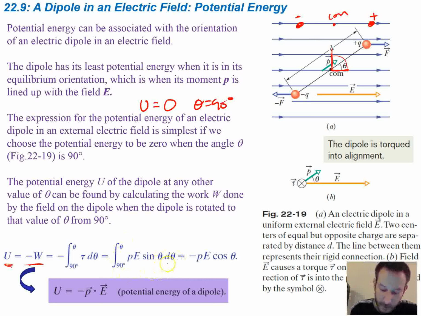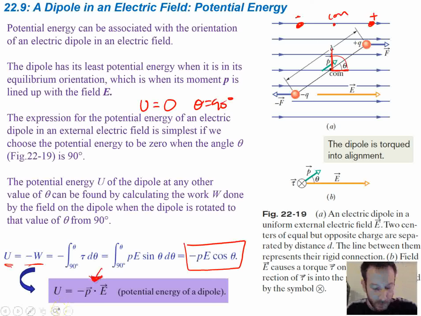So taking the integral of sine theta, you're going to get cosine theta. So your end result is negative p, which is the dipole moment, times the electric field, times cosine of theta. Right, so this is our potential energy, and that's shown down here. It's actually a dot product, since it's cosine. So U, which is our potential energy, is equal to the opposite of our dipole moment dotted with the electric field.